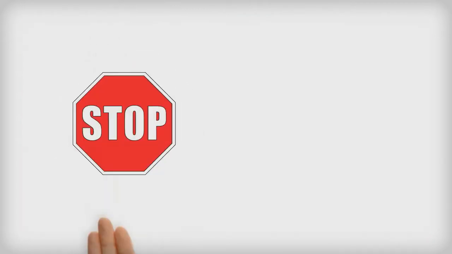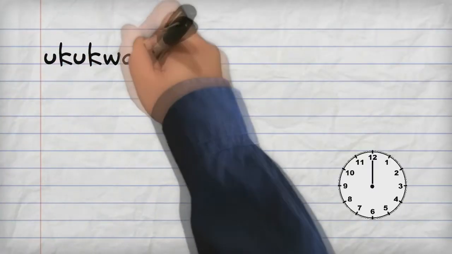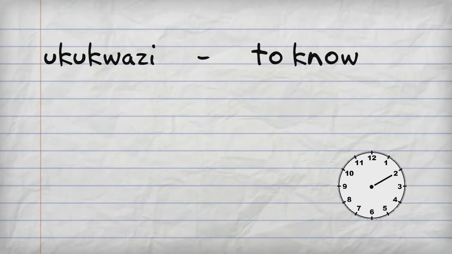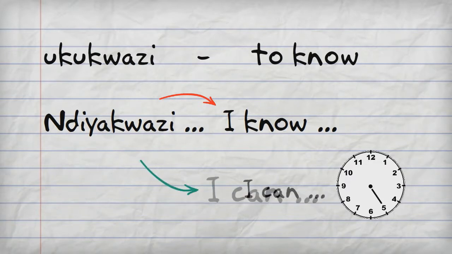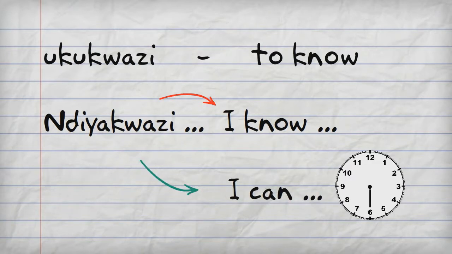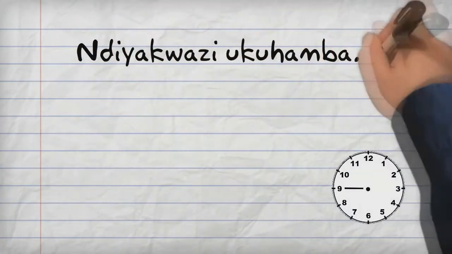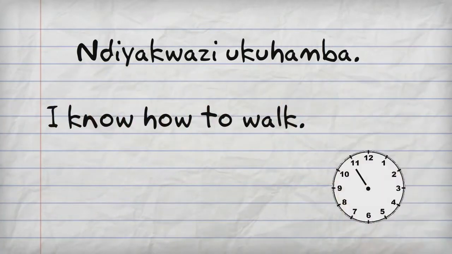Okay, stop for a second. Let me explain. The verb ukukwazi means to know. So when we say Ndiyakwazi, we're actually saying I know how to do something. But we can also use this to say I can do something. So Ndiyakwazi ukuhamba means I know how to walk or I can walk.